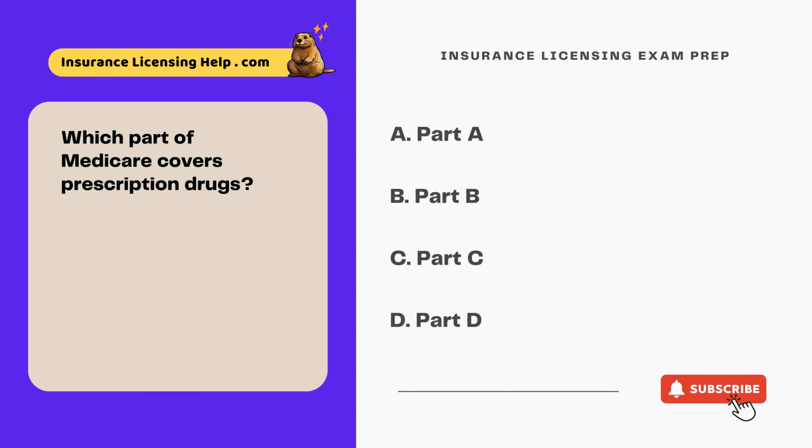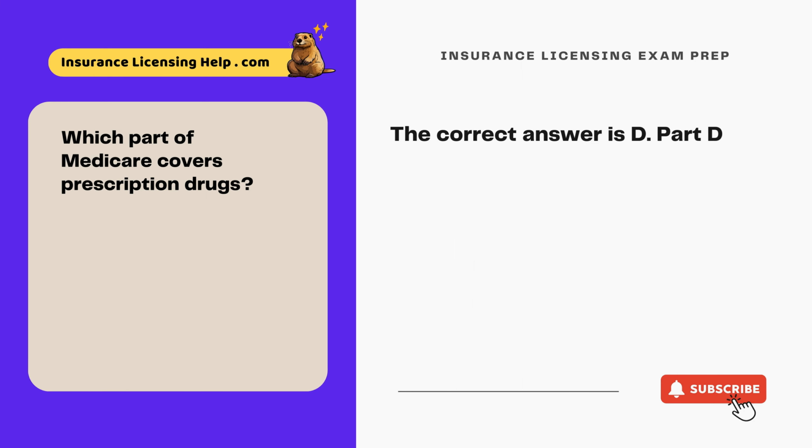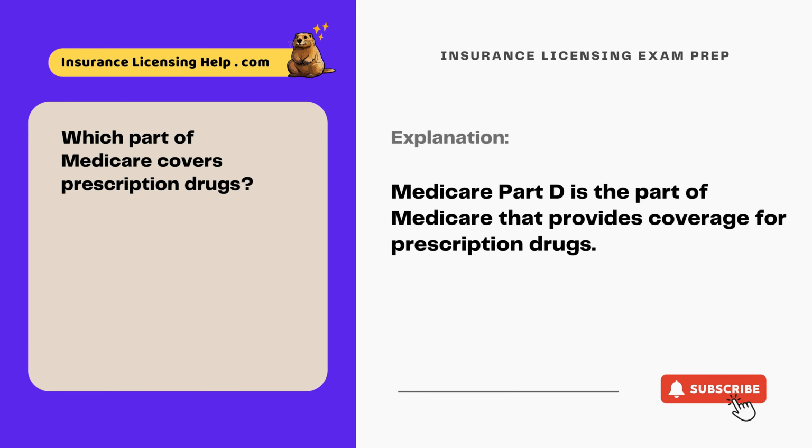Which part of Medicare covers prescription drugs? A, Part A. B, Part B. C, Part C. D, Part D. The correct answer is D, Part D. Medicare Part D is the part of Medicare that provides coverage for prescription drugs.